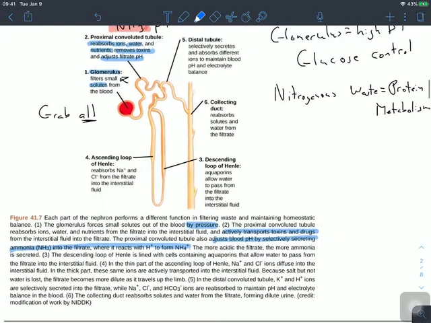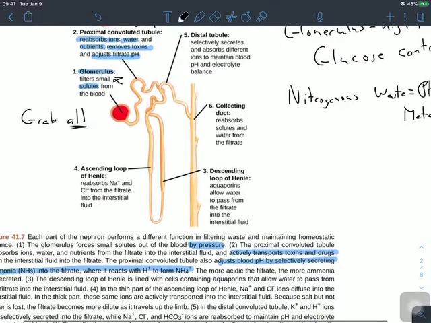From there, reminding ourselves of the journey, step 1, out of the glomerulus, step 2, from the glomerulus to the proximal convoluted tube, and then you take this journey down the descending loop of Henle. And you'll notice that there is a wide portion and then a thin portion. And the same is true of the ascending. There's another wide portion up top. More about that in a second.